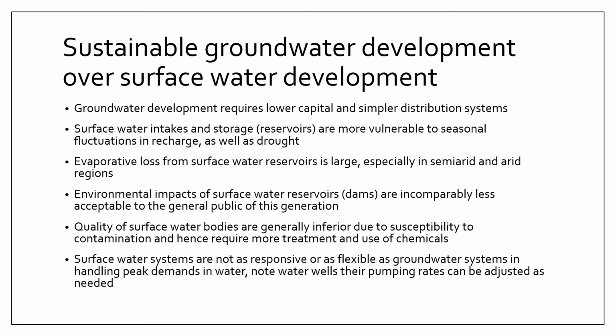And last point is that surface water systems, especially dams, are not as flexible or as responsive as your groundwater systems. When you're talking about dams, the water is always flowing, although you can slightly adjust, of course, the discharge of water in your dams. It's not like in groundwater systems, where you can completely shut off your well pumping or increase your well pumping as per the demand for water.